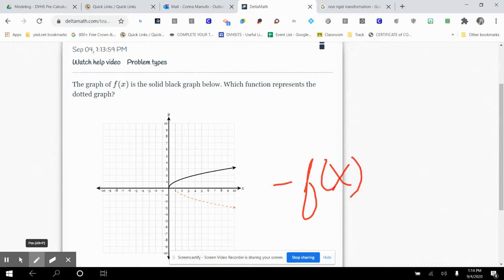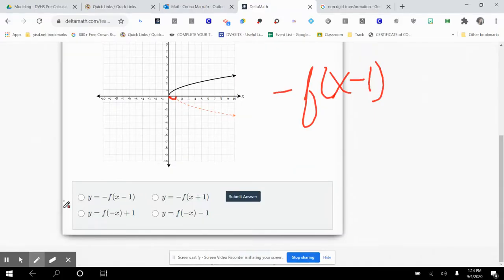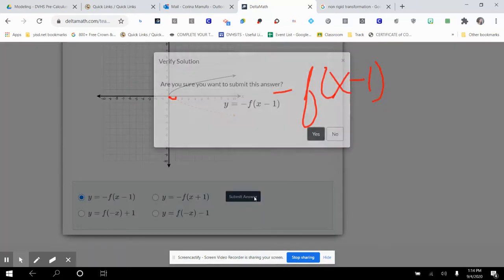Because remember, when the negative is inside with the x, that would reflect it across the y-axis. And then this point here ends up shifting to the right 1 unit. Because it shifts to the right 1 unit, we are going to subtract 1 from the x, but it has to be inside with the x. So I'm going to erase that parentheses, and I'm going to put -1. So that's what we're looking for. So if I look here, that is going to be this answer choice, submit.